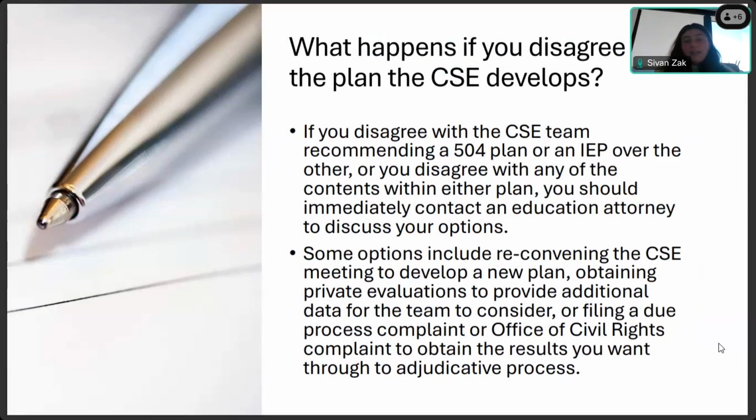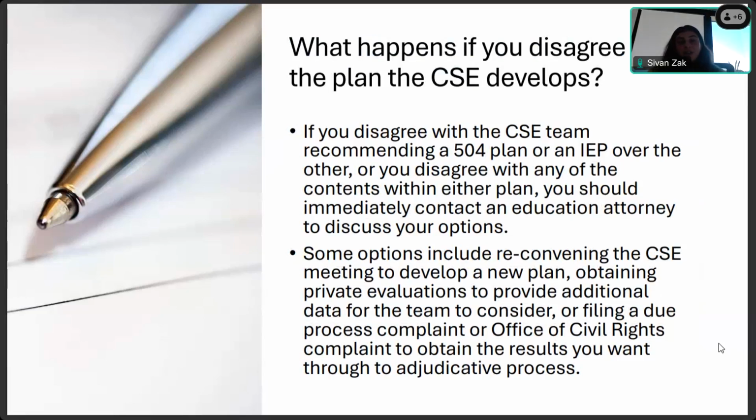So aside from reconvening the CSE meeting to develop a new plan, you can obtain private evaluations. And there are something called IEEs, I always mess that up, independent educational evaluations. And those are evaluations that you can obtain at public cost. So the school district would have to pay for a provider of your choosing. This is a really great tool for parents, and we've covered this in a few different articles and webinars, so I recommend you take a look at those if you're in this situation.